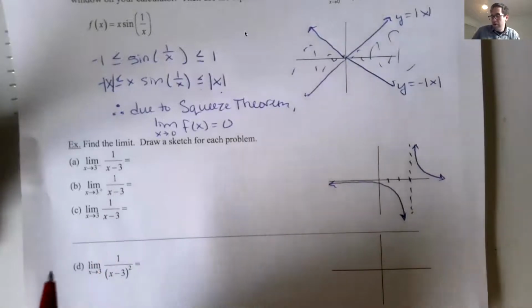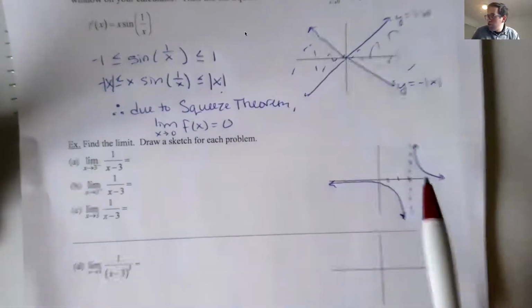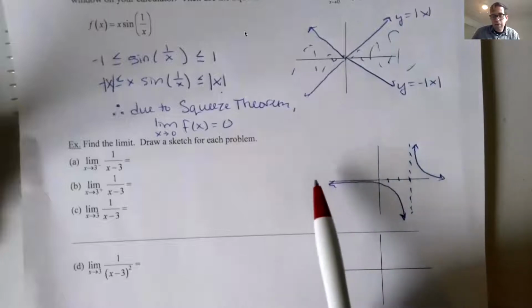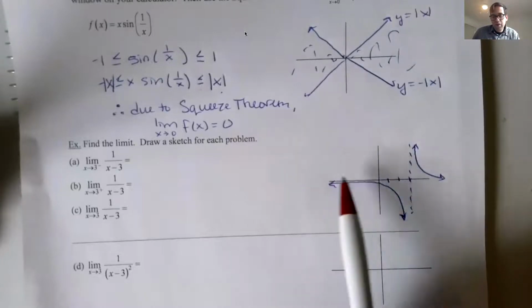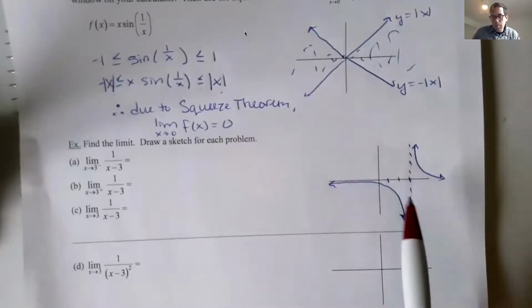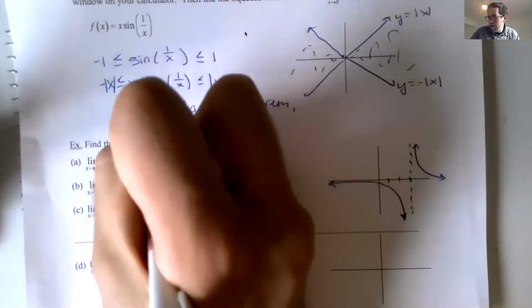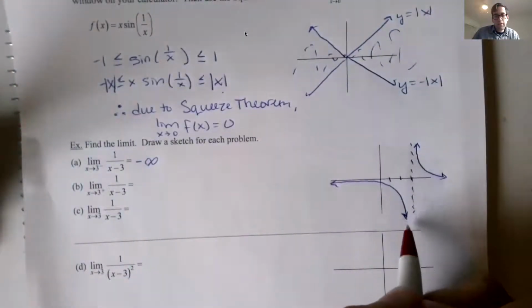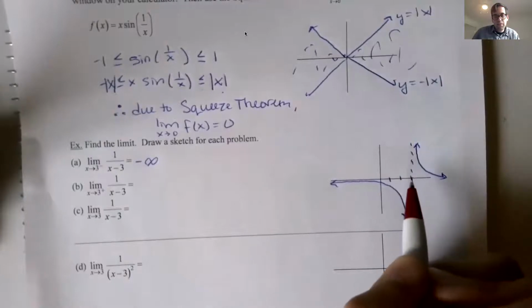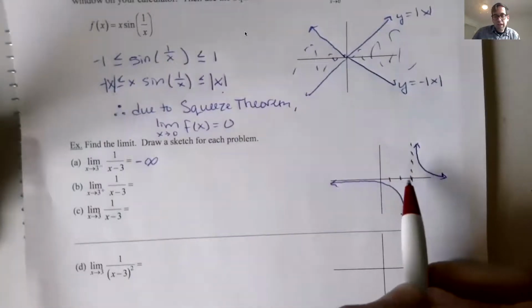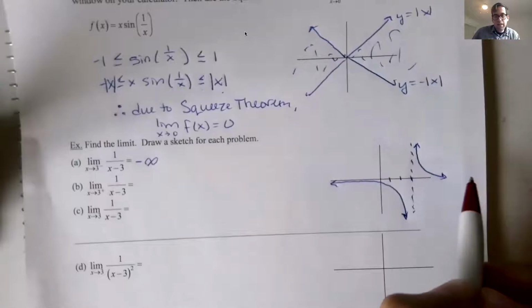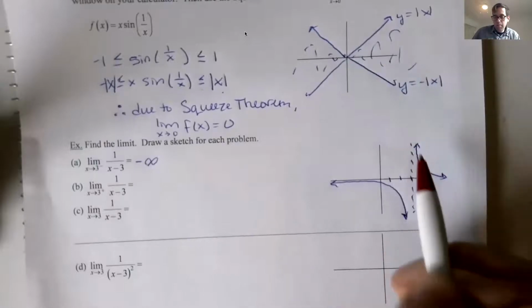So let's first think about those. As we're approaching an x value of 3 from the left, the curve is going to be approaching negative infinity, right? This curve is going down forever. It's not approaching a specific number. As we approach an x value of 3 from the right, this curve is approaching positive infinity.